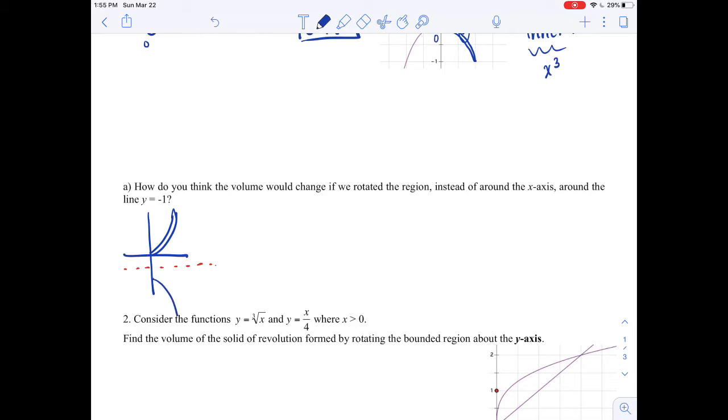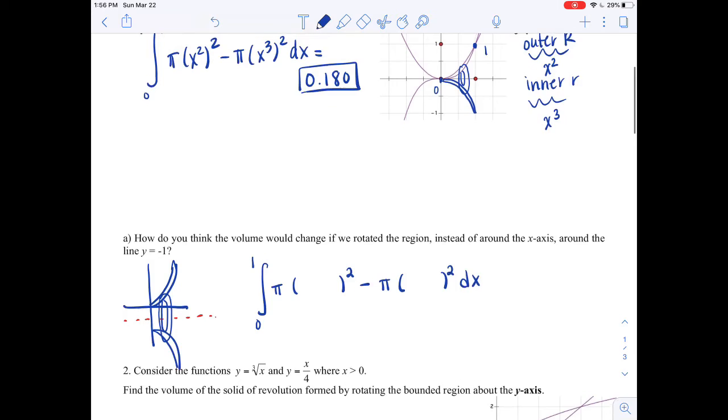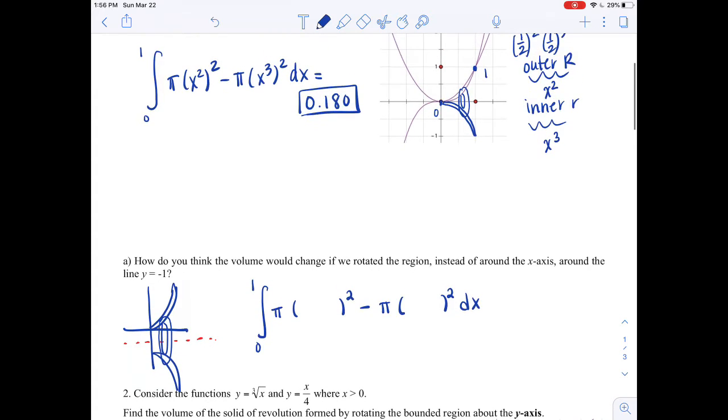As I mentioned before, the first thing you should do is try to draw what your region looks like if you were to reflect it over the line of rotation. It's not going to be perfect. You will see that fundamentally your formula is still going to be the same, because once again, you're still dealing with washers. You still have the same intersection points, so it's still going to go from 0 to 1. It's still the same idea, adding up all these little disks, so it's going to be pi times whatever your outer radius squared is, minus pi times whatever your inner radius squared is, dx. We just have to think about how our outer and inner radii change as this line gets shifted down.